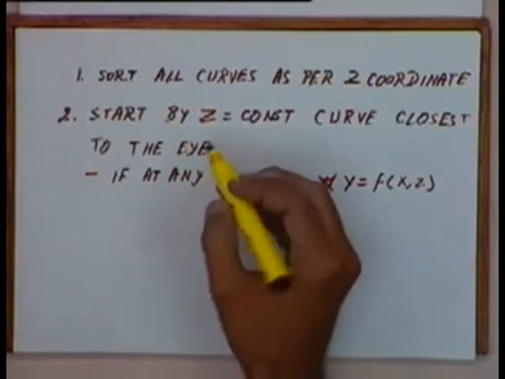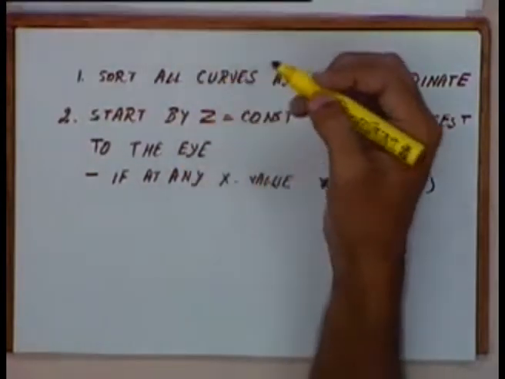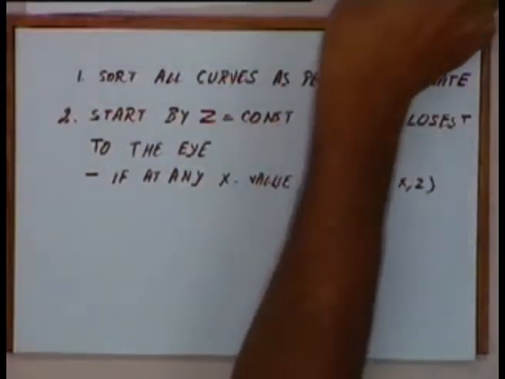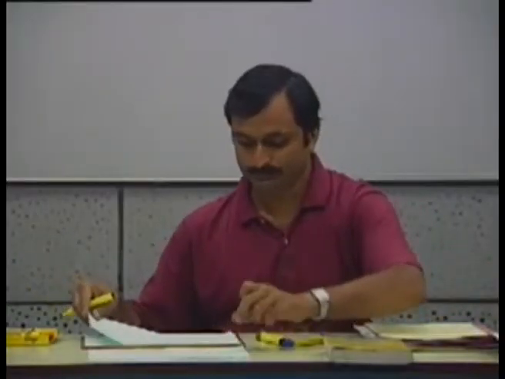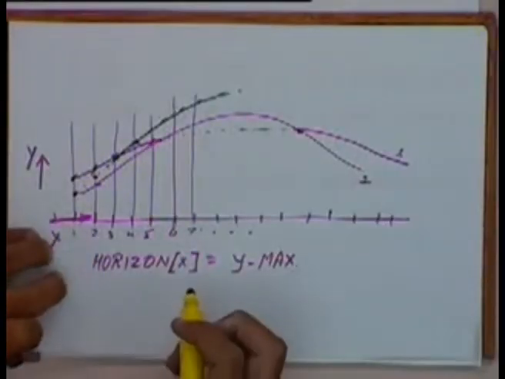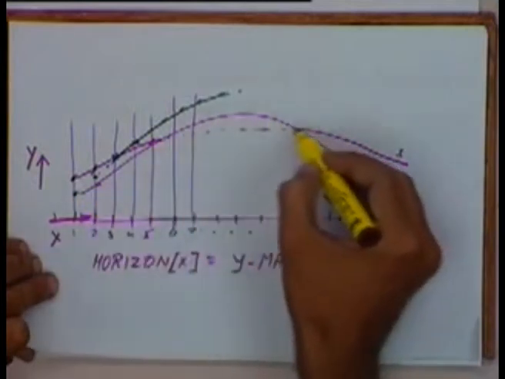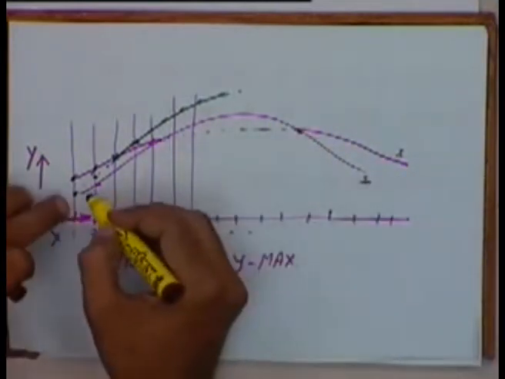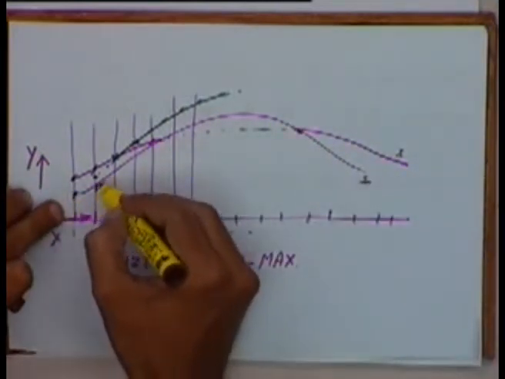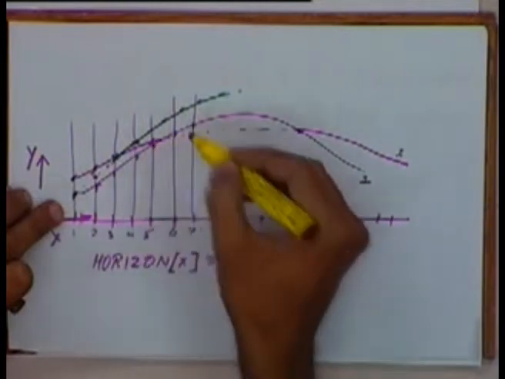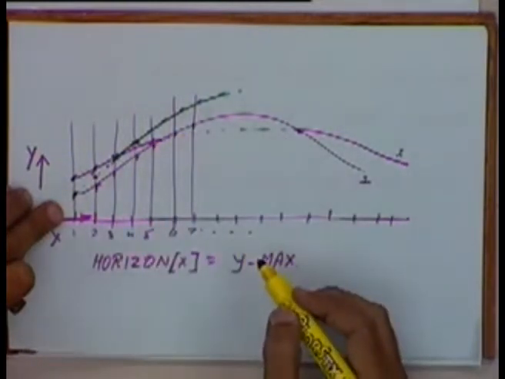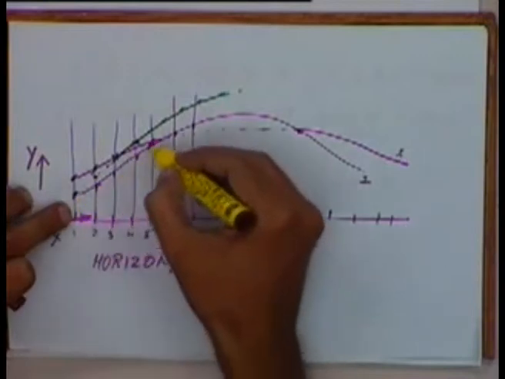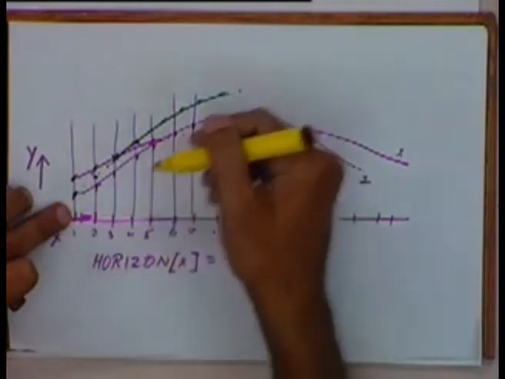Now we take the first curve, the one that is closest to the eye. For this first curve, we will examine the y value at each successive location. And we will compare this y value with the current value of the horizon.